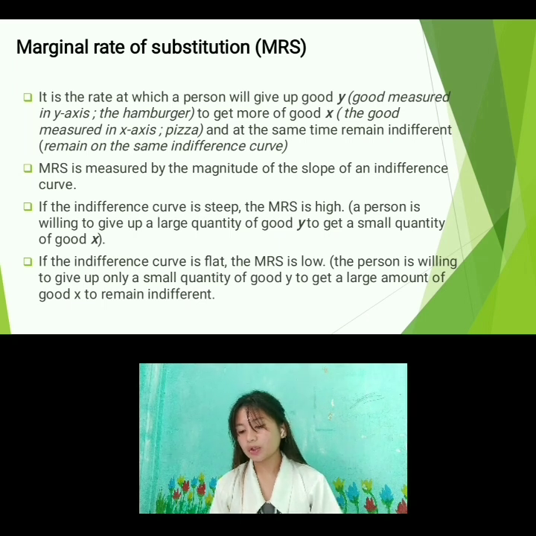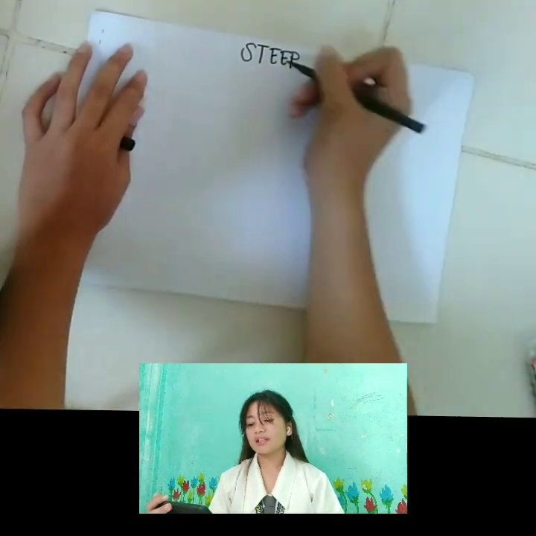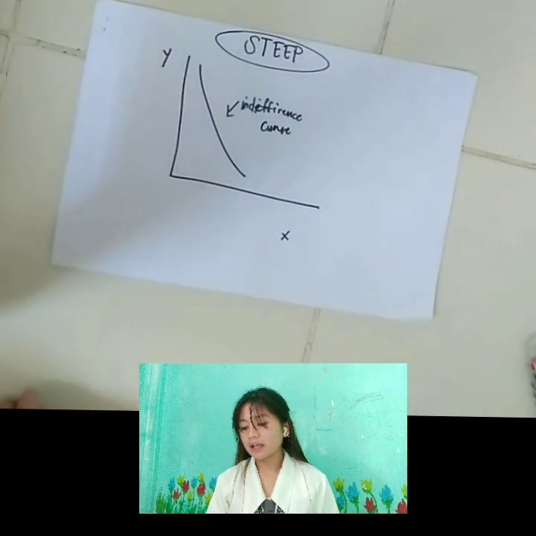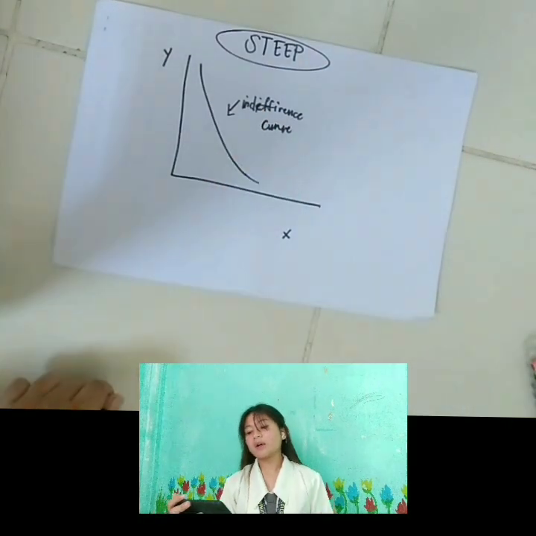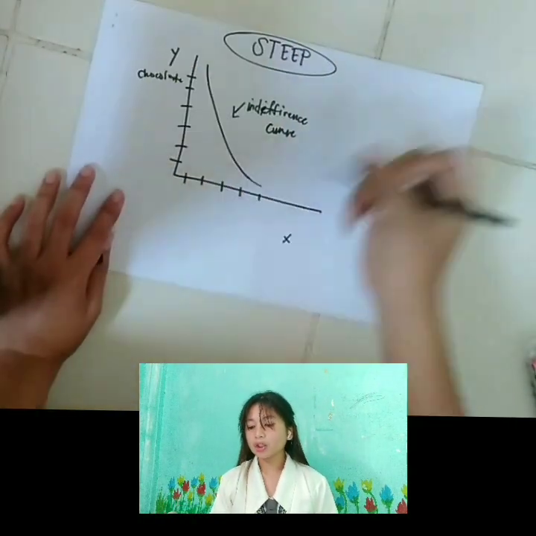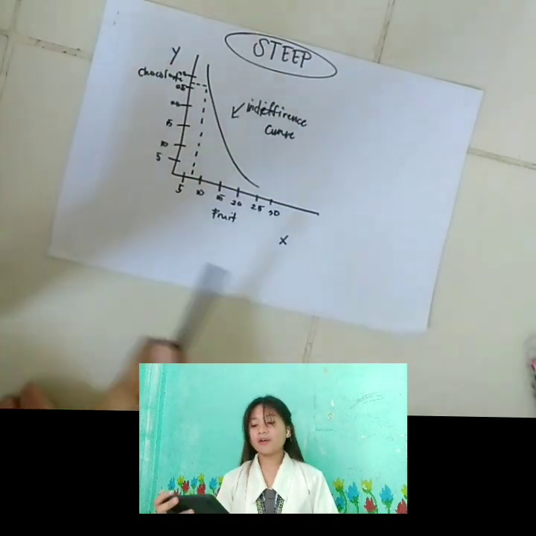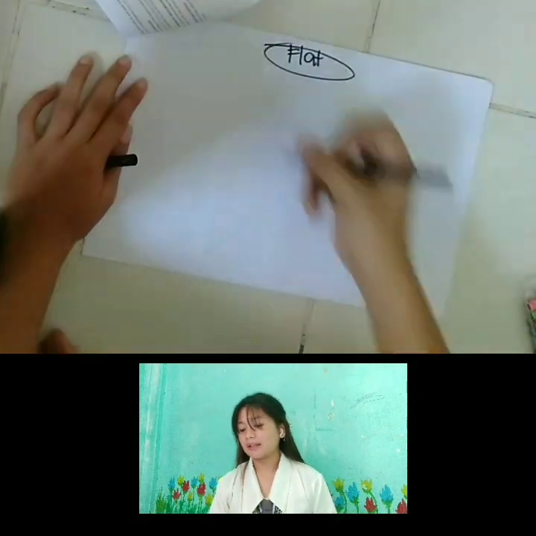Marginal rate of substitution is the rate at which a person will give up good Y to get more of good X, and at the same time, remain indifferent. MRS is measured by the magnitude of the slope of an indifference curve. If the indifference curve is steep, the MRS is high. This means that a person is willing to give up a large quantity of good Y to get a small quantity of good X.